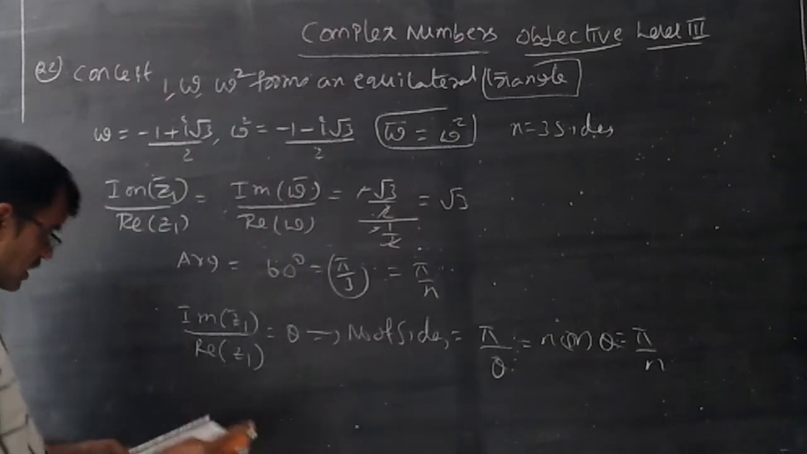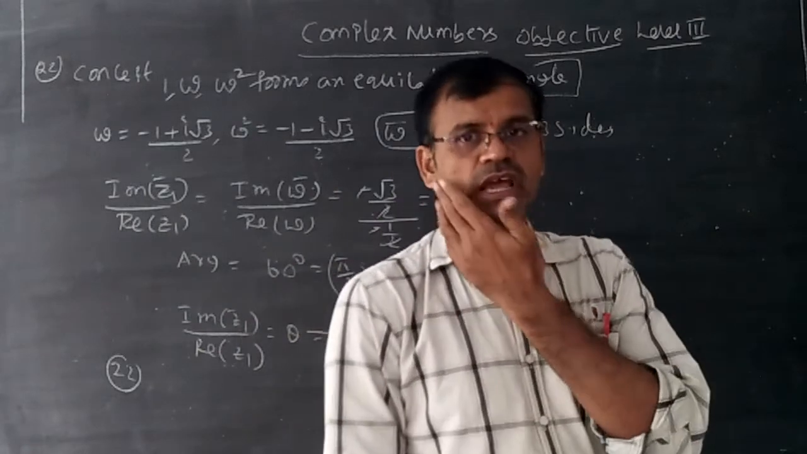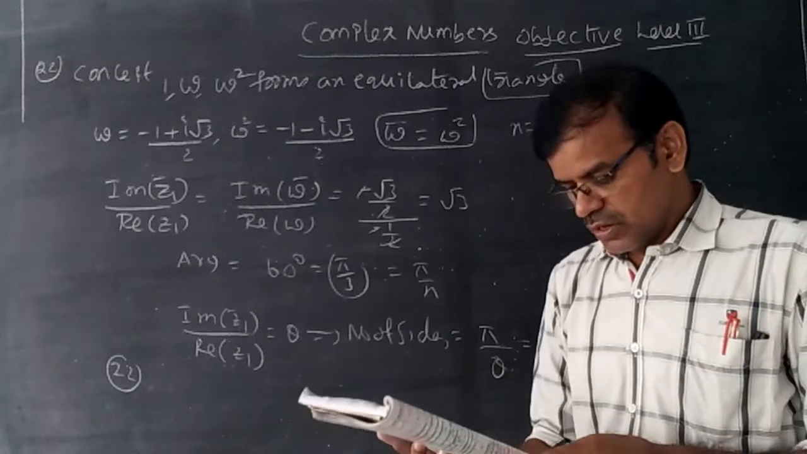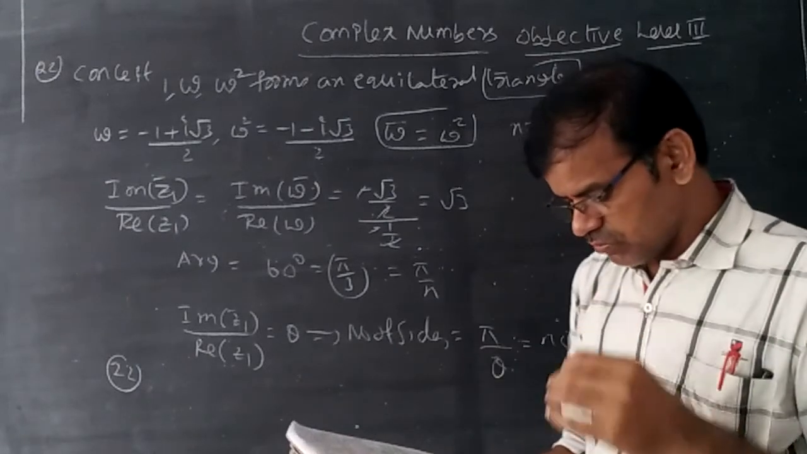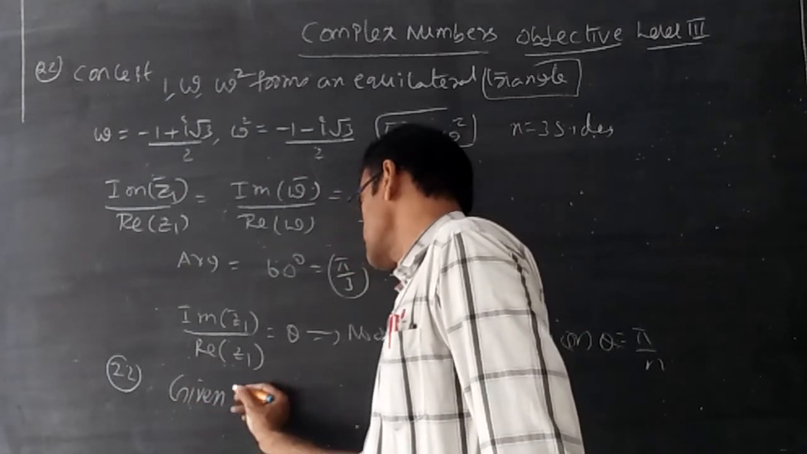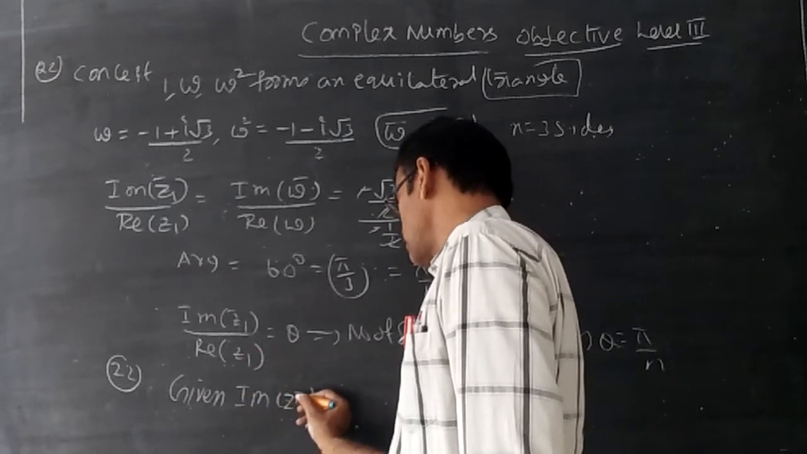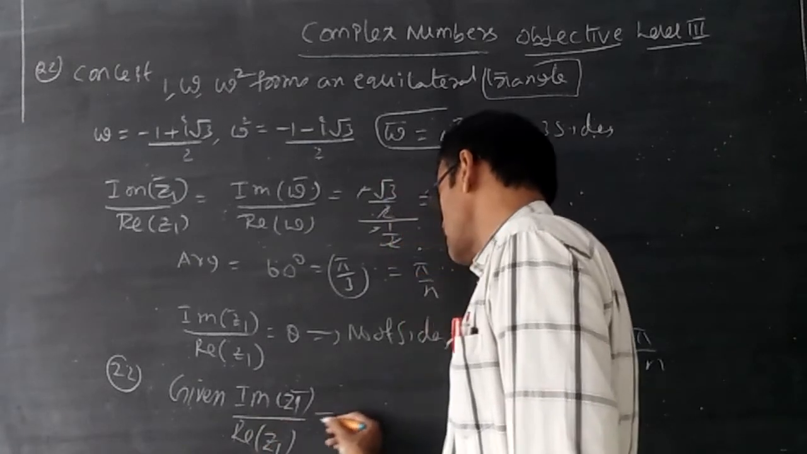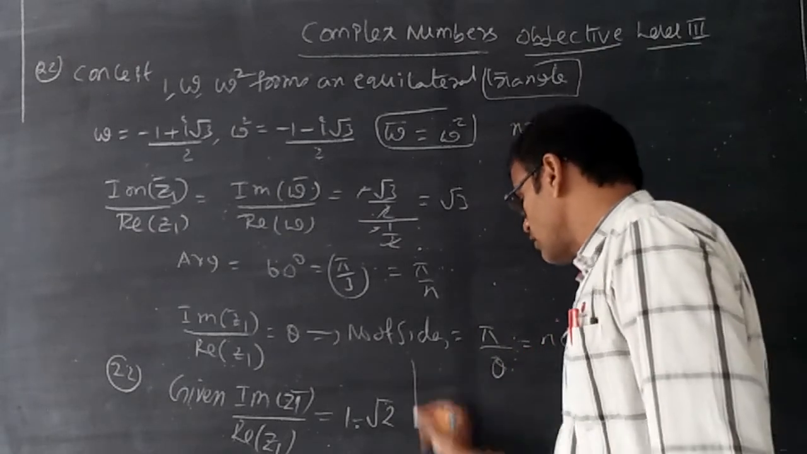Now see the 22nd question. Equilateral triangle we have discussed; it is nothing but a regular polygon having 3 sides. Now A1 and A2, Z1 bar are the adjacent vertices of a regular polygon. Imaginary Z1 bar by real Z1 equal to 1 minus root 2 is given. Now I am writing the same. Imaginary Z1 bar by real Z1 is equal to 1 minus root 2. So what is the value of Z1?